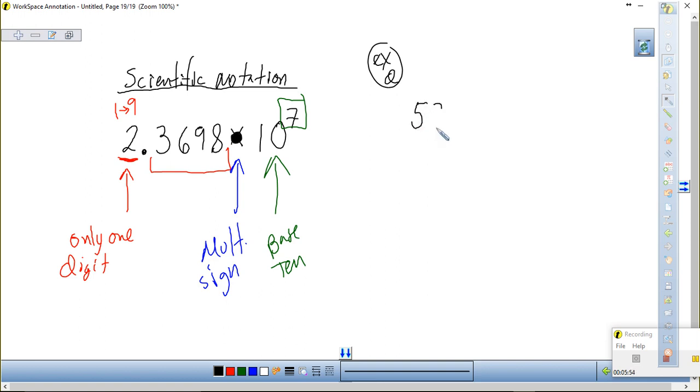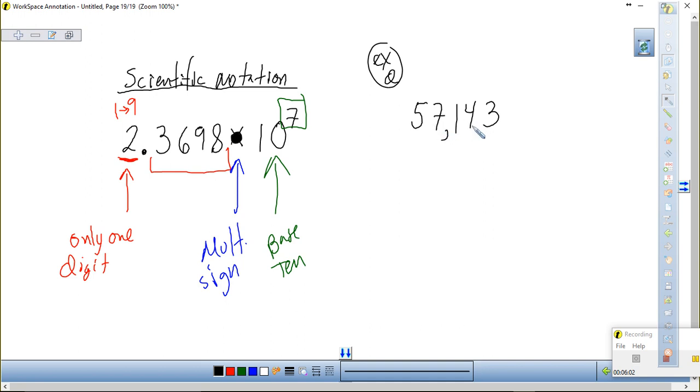5, 7, 1, 4, 3. So this would be 57,143. So question, does this look like scientific notation? No, because it's not in scientific notation. This is scientific notation. This is what we call standard notation.